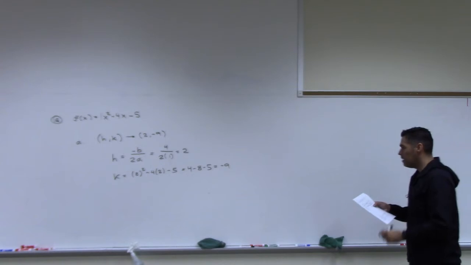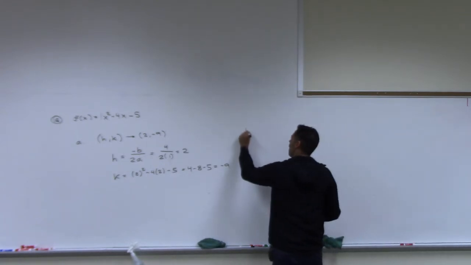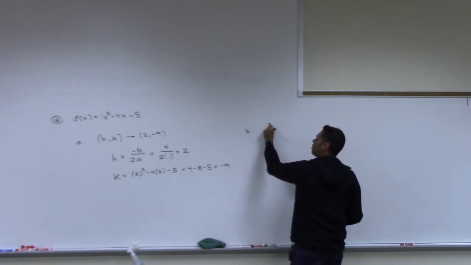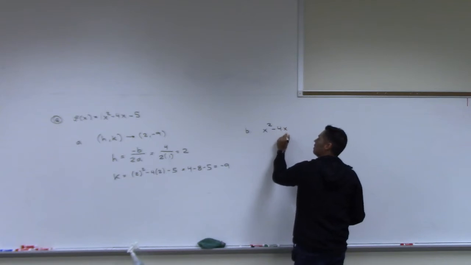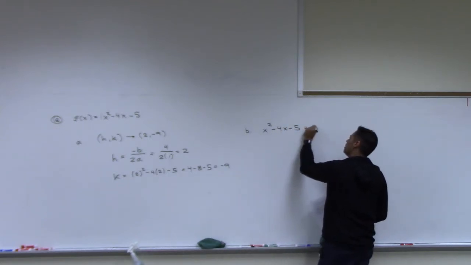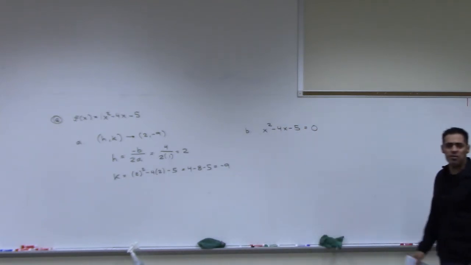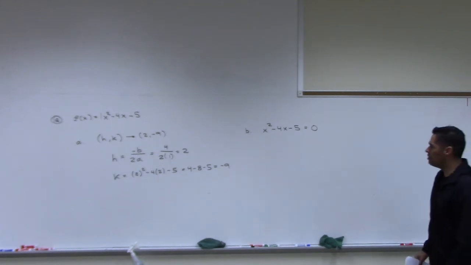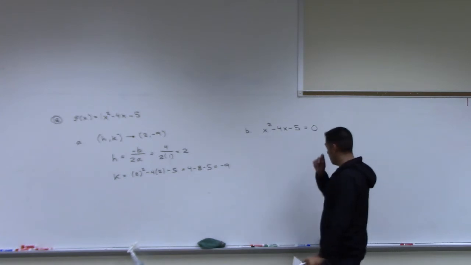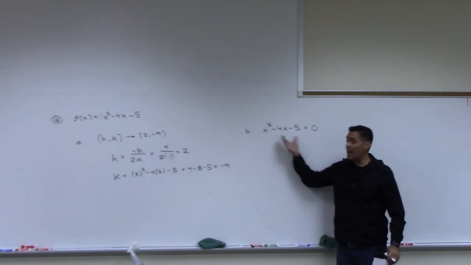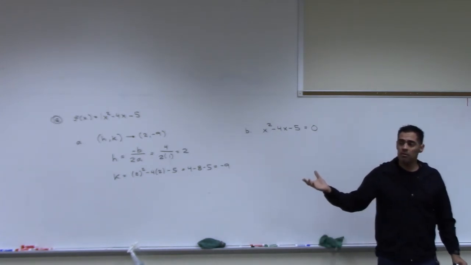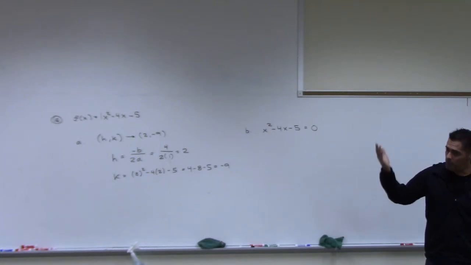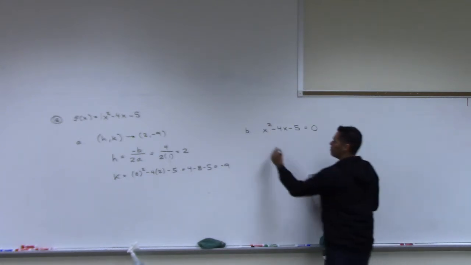Part B, find the x-intercepts. How do you find the x-intercepts of a quadratic function? Set it equal to 0. Set the entire function equal to 0. How do you solve this quadratic equation? You either factor or use the quadratic formula, one or the other. This one factors.